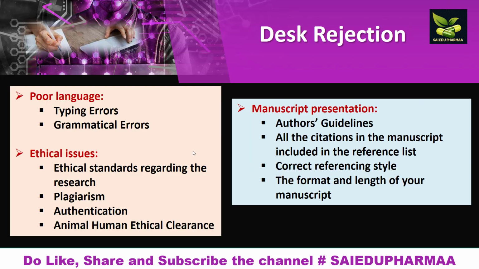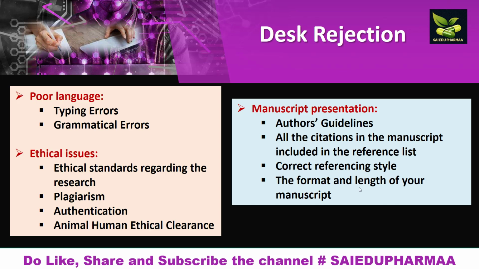So for desk rejection, first was poor language. You should take care that there are no typing errors and no grammatical errors. Then in manuscript presentation, you have to see that all the author's guidelines are fulfilled. Then one more very important point is that all the citations in the manuscript are included in the reference list and vice versa. Like if you have prepared a reference list, then all the references should be properly cited, and if you have cited any reference, then those should be included in the list also. Then the correct referencing style should be adopted according to the author's guidelines.